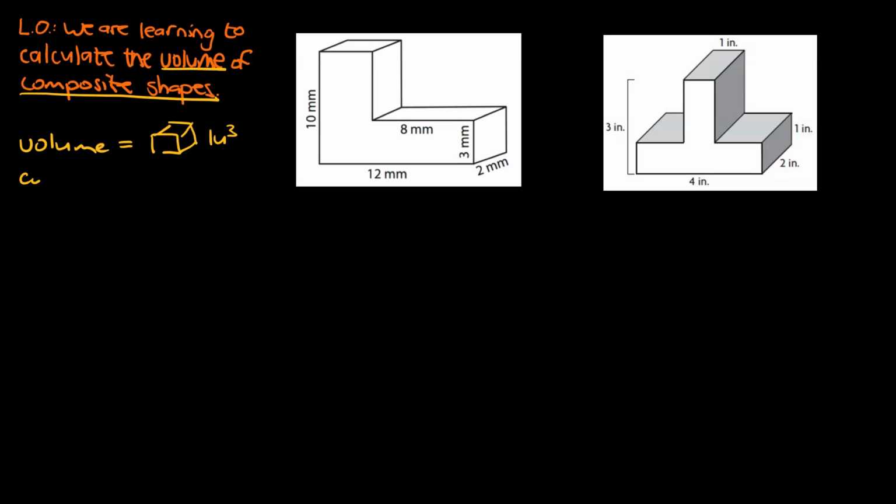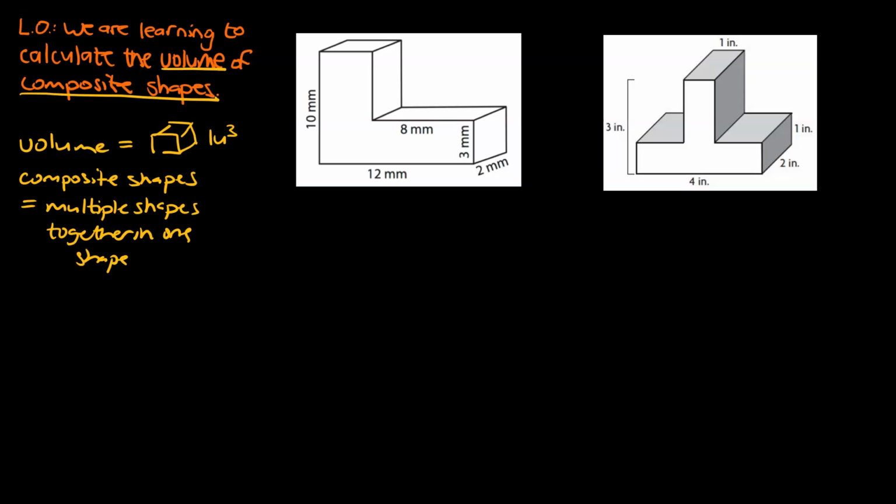And the new word, composite shapes. This is something we wouldn't have looked at before. Composite shapes are shapes which are comprised of multiple different shapes together in one shape. And hopefully you'll be able to see that with the two examples we've got on the screen.